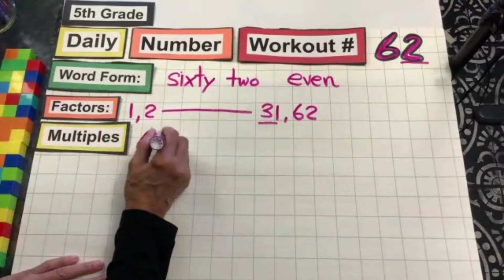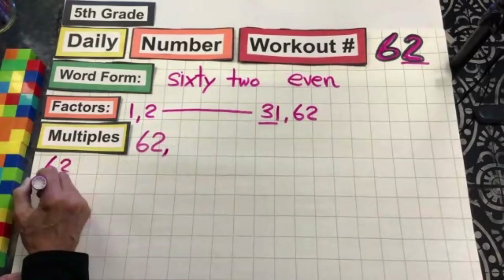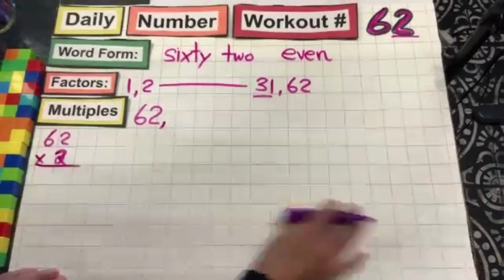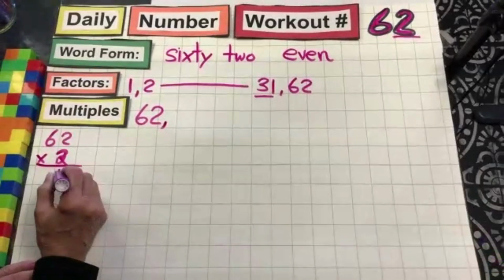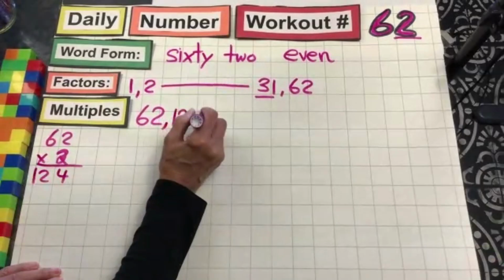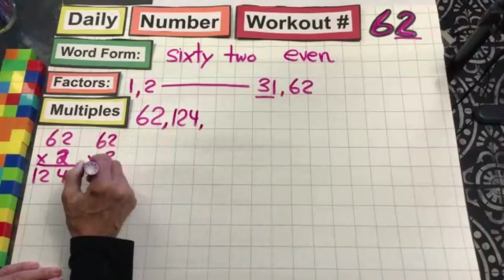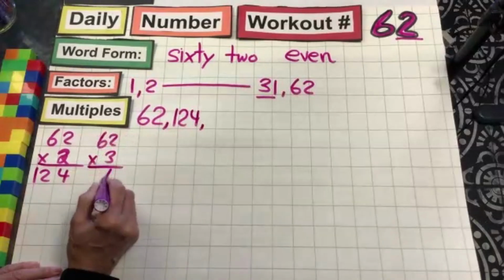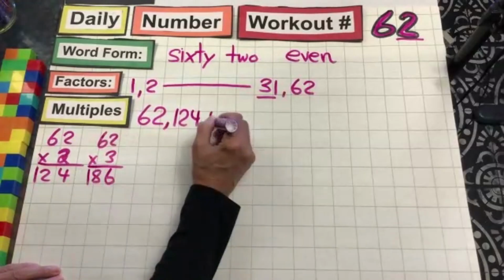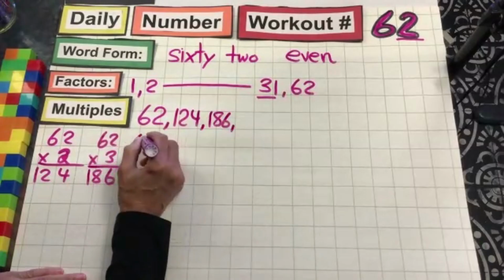So we have 62. 1 times 62 is 62. Let's go on to 2. 2 times 62. 2 times 2 is 4. 2 times 6 is 12. So we have 124. 62 times 3. 3 times 2 is 6. 3 times 6 is 18. This is great practice for your facts, remembering your facts.